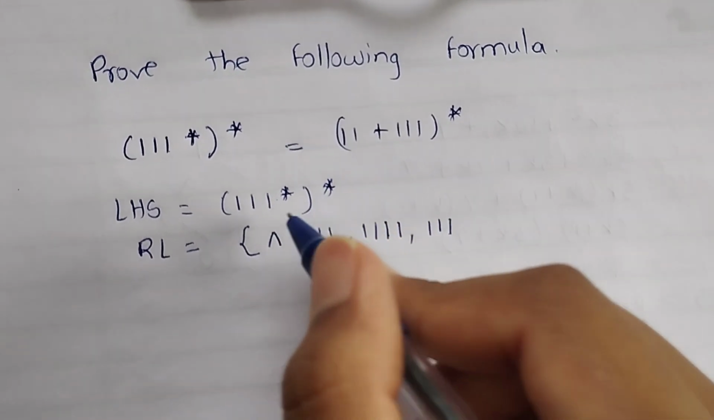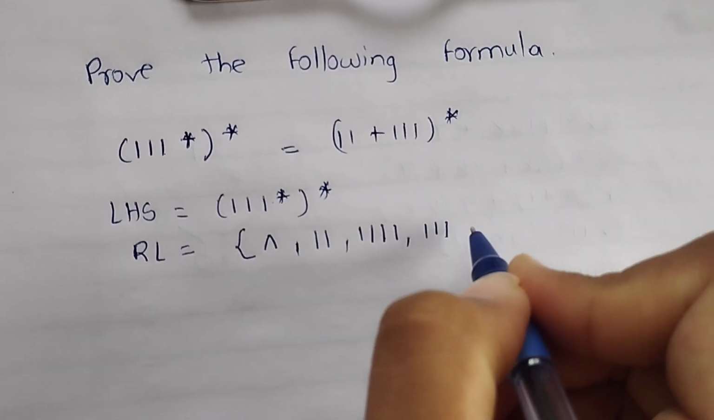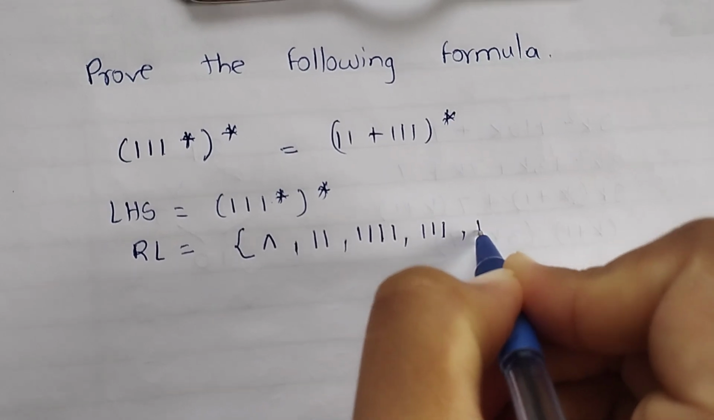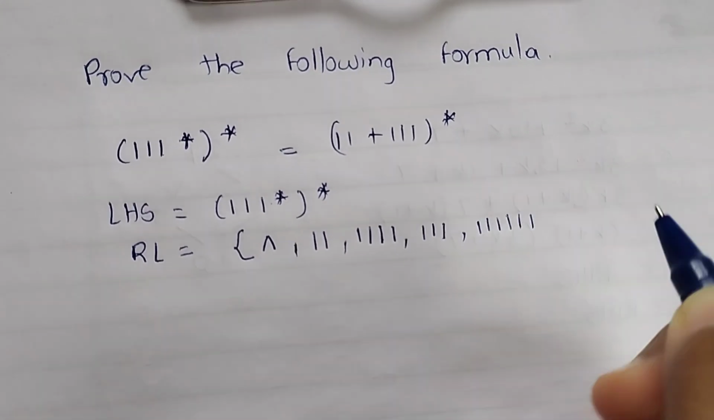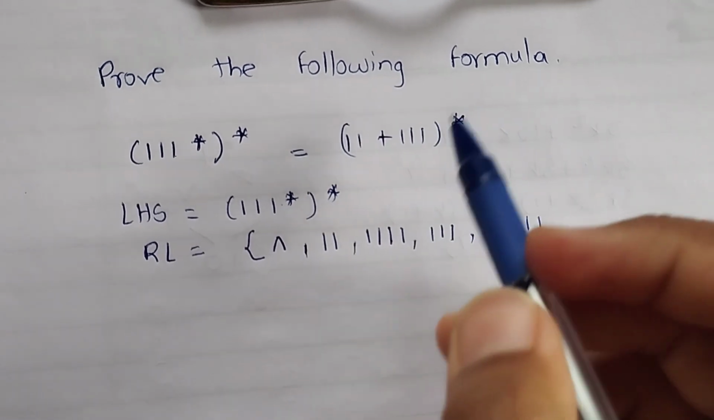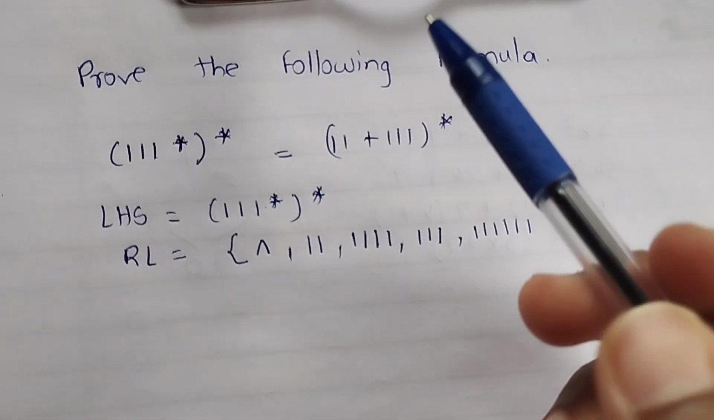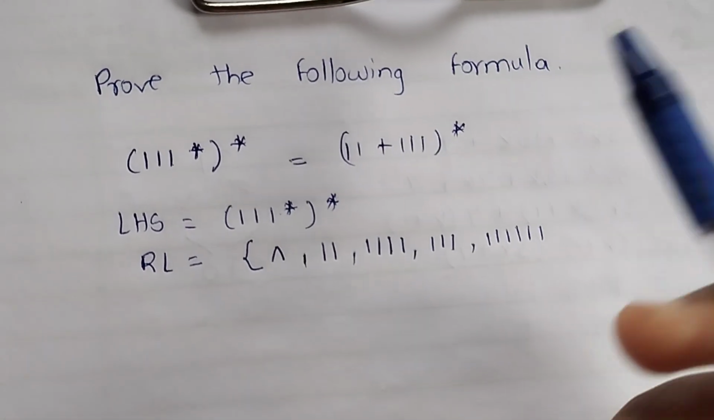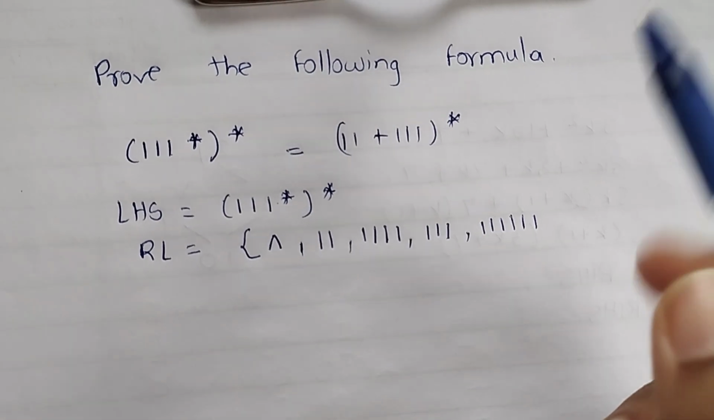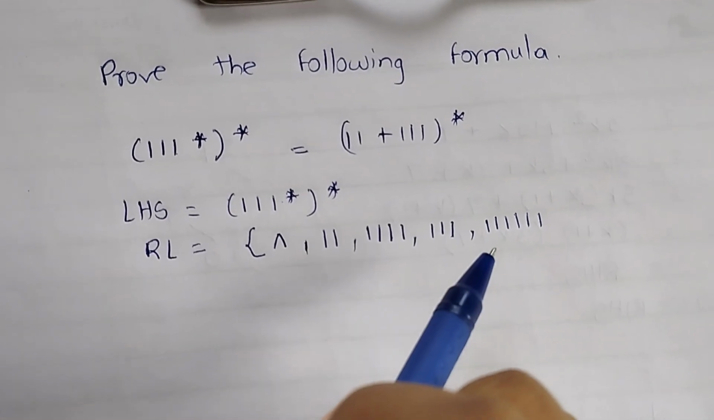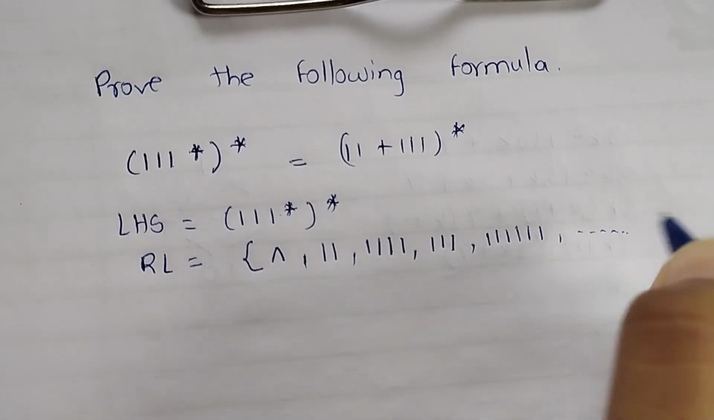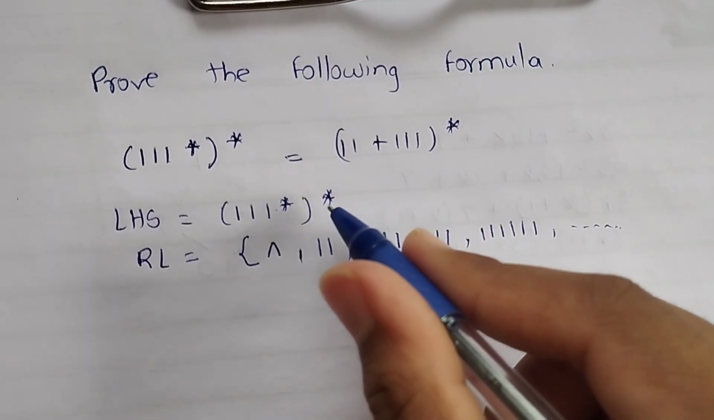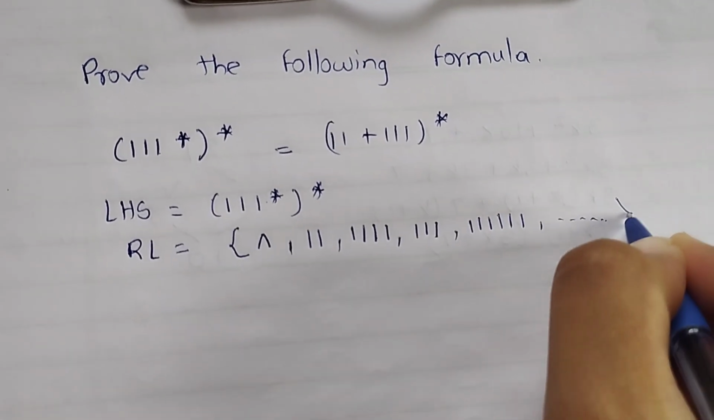I want this 3 two times, so this 1 is written 6 times: 1 2 3 1 2 3. Star is nothing but the power. So first we assume this power is 0, then we assume this power is 1. I hope you all get the idea. So in this way we write the regular language for this regular expression.